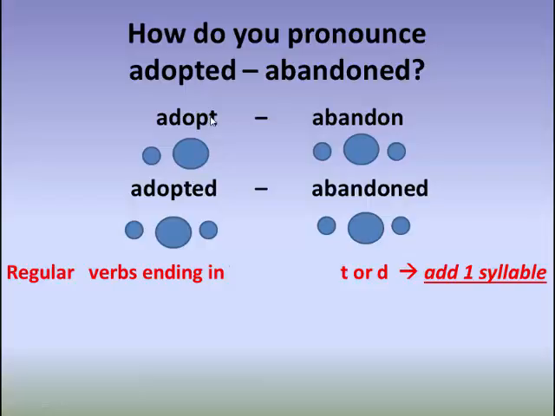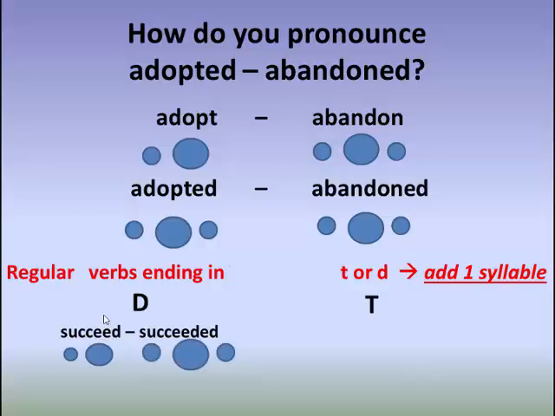Okay? So let's see a few examples. We have examples of verbs ending in D and examples of verbs ending in T. Our first verb is succeed. We have a verb, it is regular, it ends in D, and it has 2 syllables. Succeed. What is the past? Succeeded, 3 syllables. Why did I add a syllable? Because it is a regular verb ending in D. So I add a syllable.